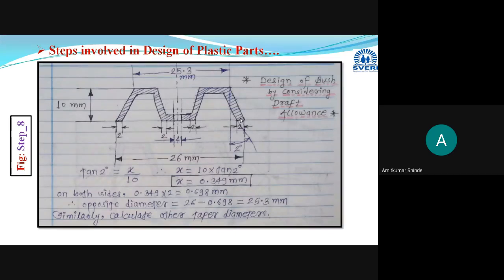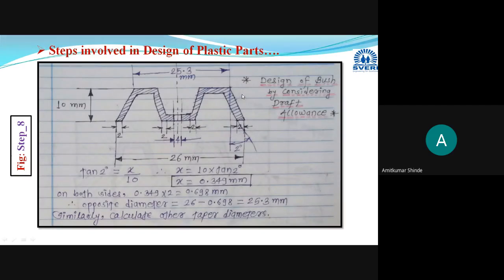Okay, on each face which is perpendicular to the parting line, a 2-degree draft we have considered, and the design is modified, and calculations are done. Here we have considered a right angle triangle, and we have considered this angle as 2-degree.